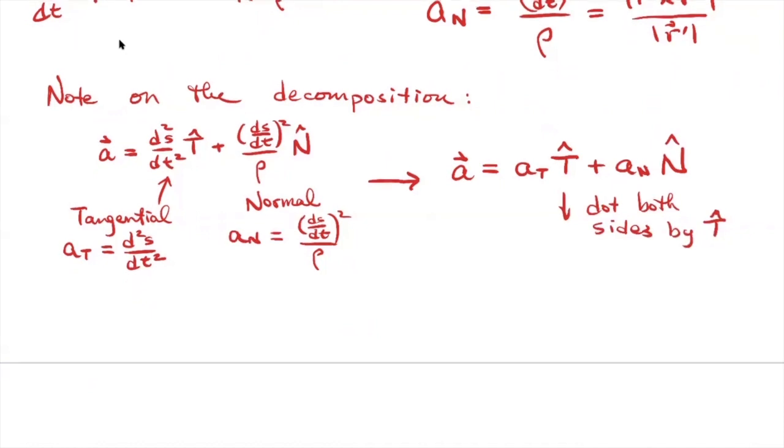So you get A dot T equals AT times T dot T plus AN times N dot T. Okay. Looking for questions out there. Don't see any questions. No hands.